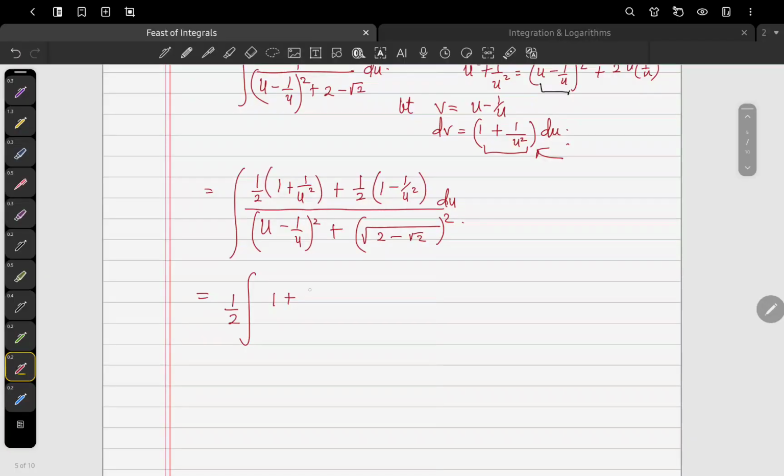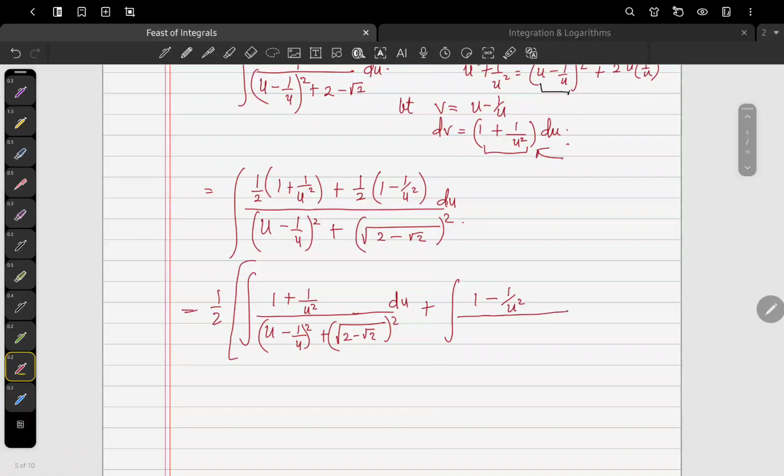So this is the integral of 1 plus 1 over u squared over (u minus 1 over u) squared plus (the square root of 2 minus square root of 2) squared du, plus, let me just put the 1 over 2 totally outside, plus the integral of 1 minus 1 over u squared over the same thing, (u minus 1 over u) squared plus the square root of 2 minus square root of 2 squared du.